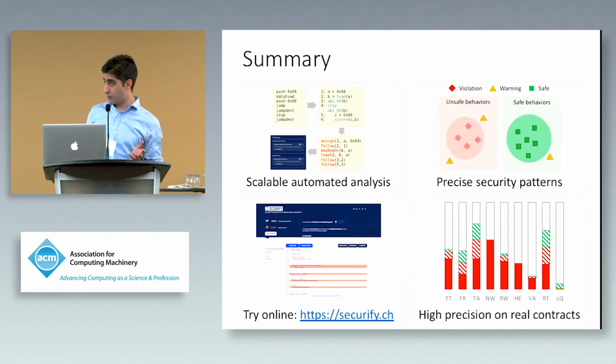All right, so with this, I'm going to conclude. Here are the key things that I presented to you during the talk. Thank you for the attention, and I'll be very happy to take any questions.